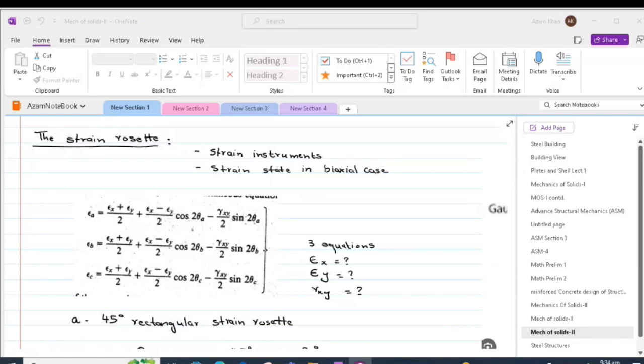We will now discuss the strain rosette. The stress in a bar subjected to uniaxial stress can be determined experimentally by attaching a strain gauge which is oriented in the direction of stress. After that, the stress is computed in terms of strain by using Hooke's law. The measured strain is generally small, and therefore instruments that are very sensitive are required for measuring it.